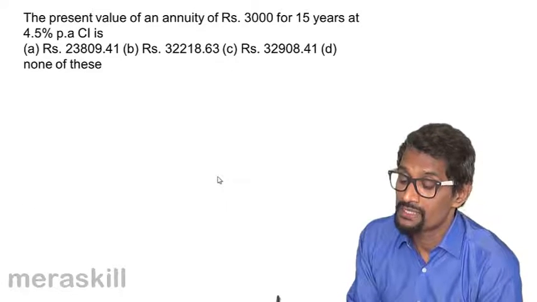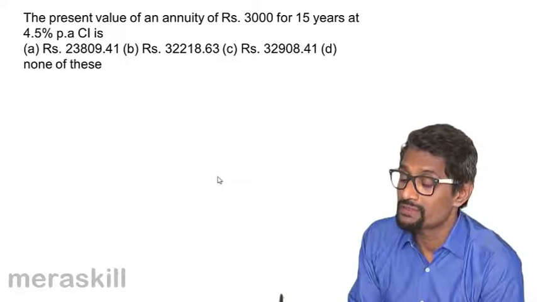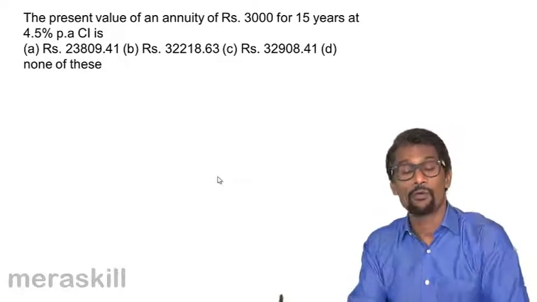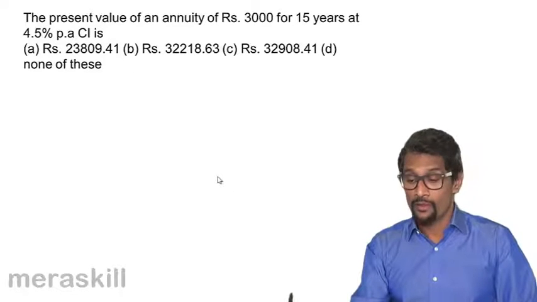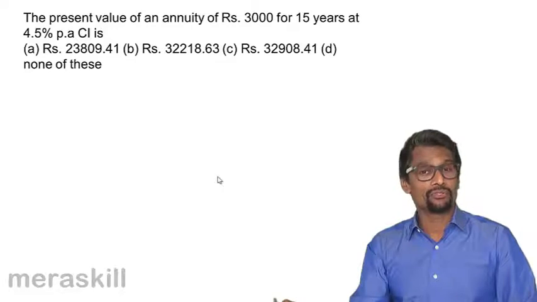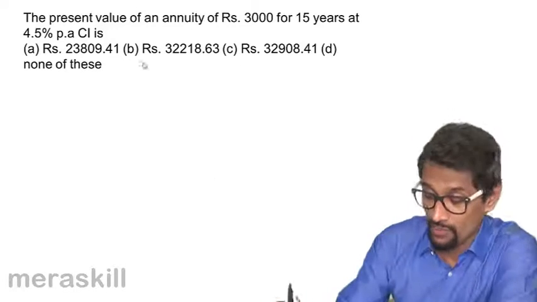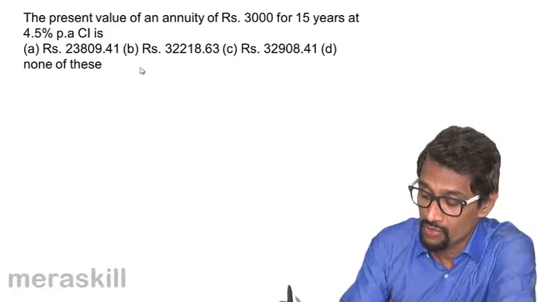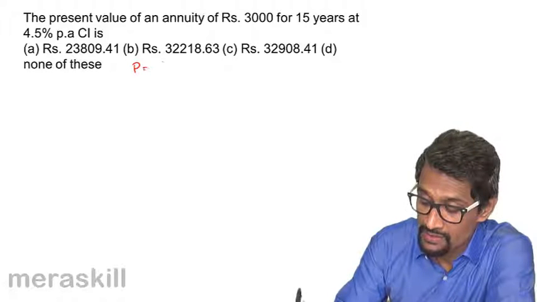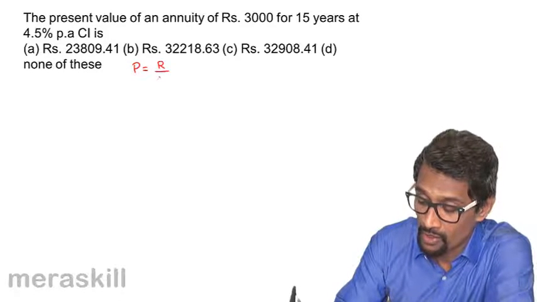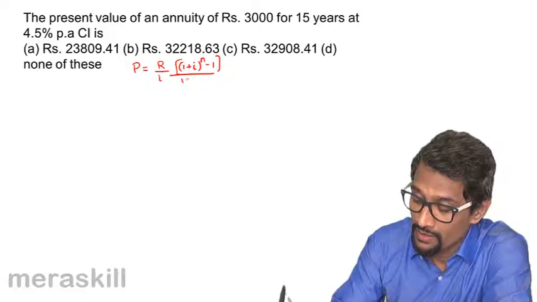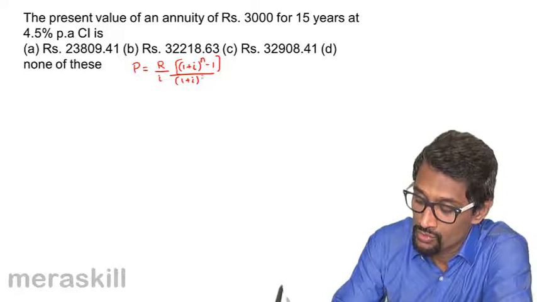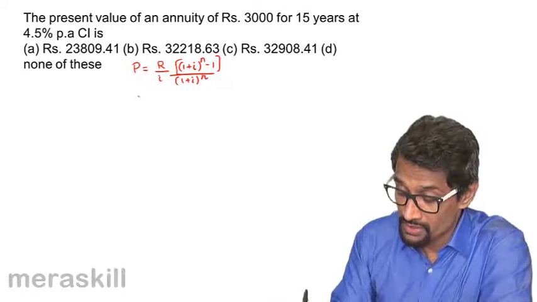Then now, the present value of an annuity of rupees 3,000 for 15 years at 4.5% per annum compound interest is so and so. So here we need the present value formula. Let's recap what the present value formula is. P is equal to R upon I into (1 plus I) raised to N minus 1 upon (1 plus I) raised to N, which turns out to be R.